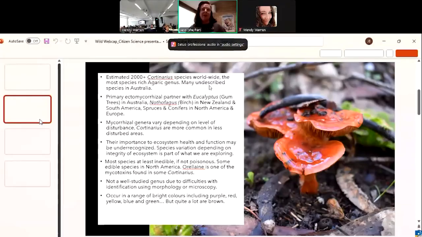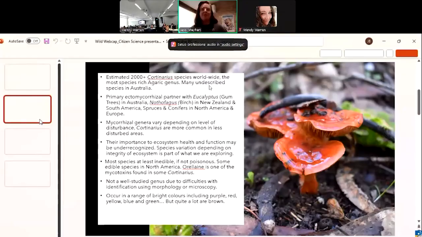Cortinarius are an ectomycorrhizal fungus, which means that when the mycelium meets up with the roots of a plant in the soil, it forms a sheath around the root, and that's how their connection is made. Whereas there are also endomycorrhizal fungi which do a similar thing, but the fungus will actually penetrate into the root of the plant, so they have a different type of connection.